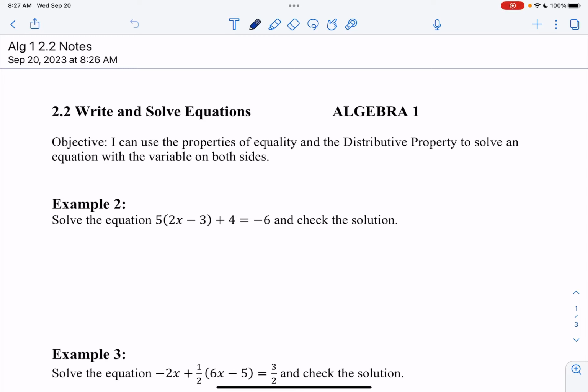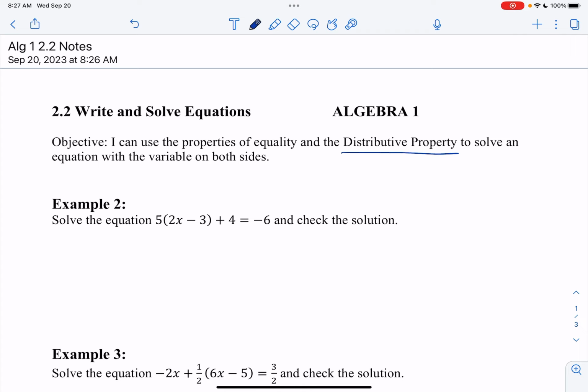All right, section 2.2, we're going to write and solve equations, which we already did some of in the last section, 2.1 to 2.5. So now we're just going to step it up to equations that involve the distributive property and have variables on both sides. Basically, this is mixing what we did in section 2.1, simplifying things with the distributive property, and then solving equations like we just did in sections 2.1 to 2.5.